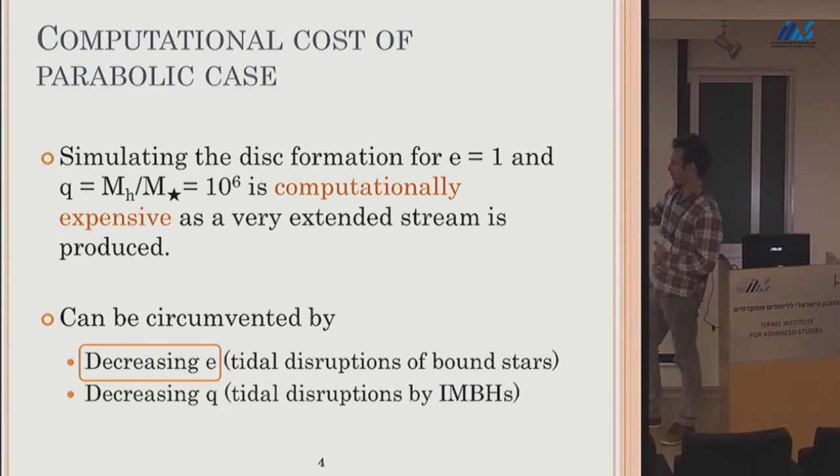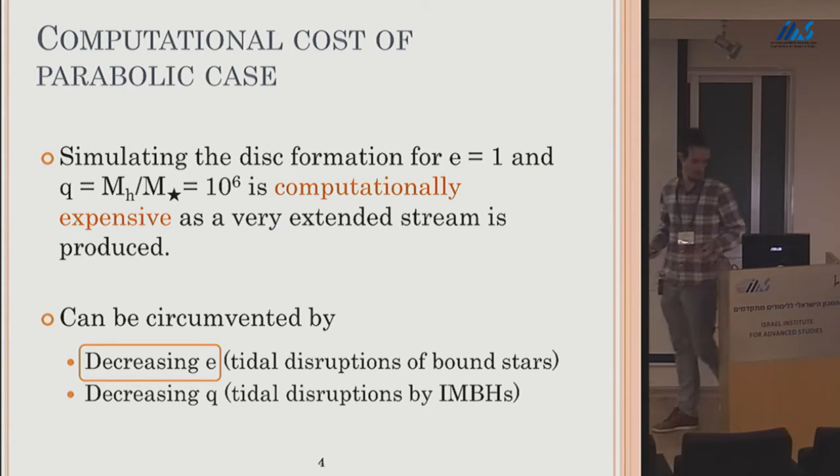And this has been used in the previous talk, while another way to go around this problem is instead to decrease the mass ratio between black hole and star. And this has been used in the first talk by Rosanne. And here, this also solves the computational problem, because although the center of mass of the stream is still on a parabolic orbit, the time for the first debris to fall back towards the black hole is shortened, so that the stream has less time to extend.